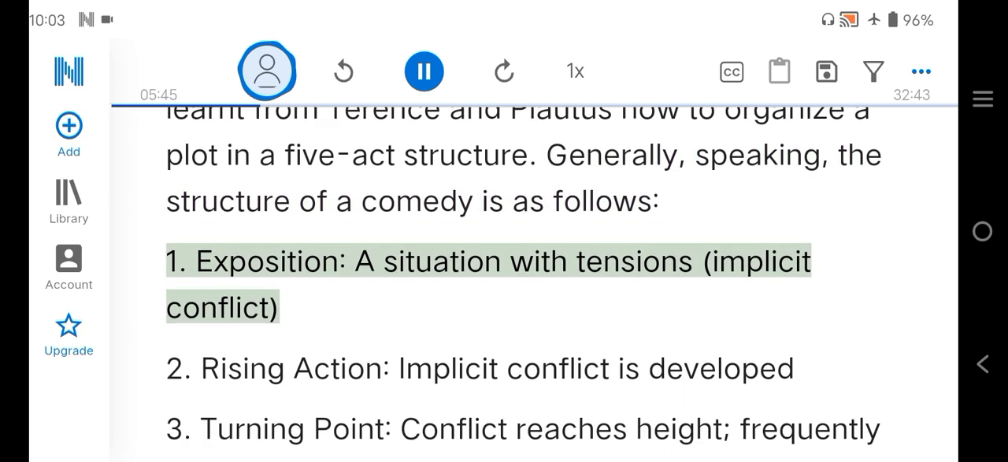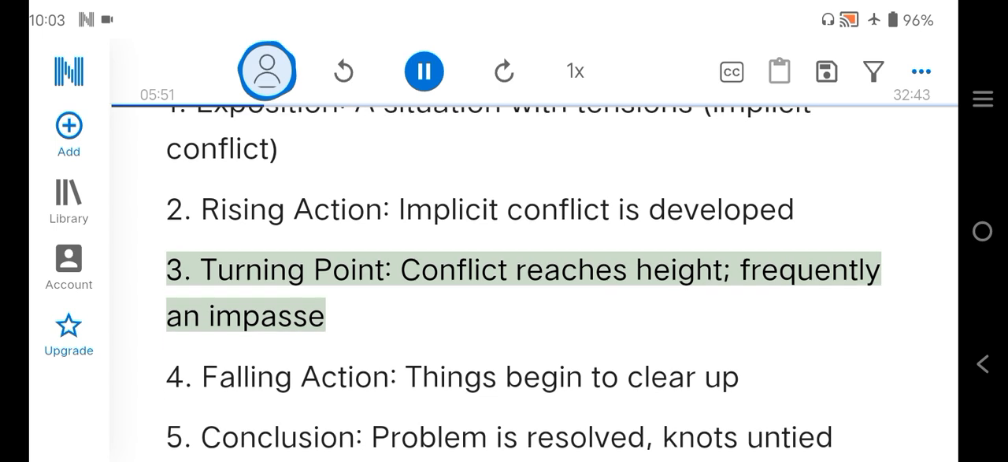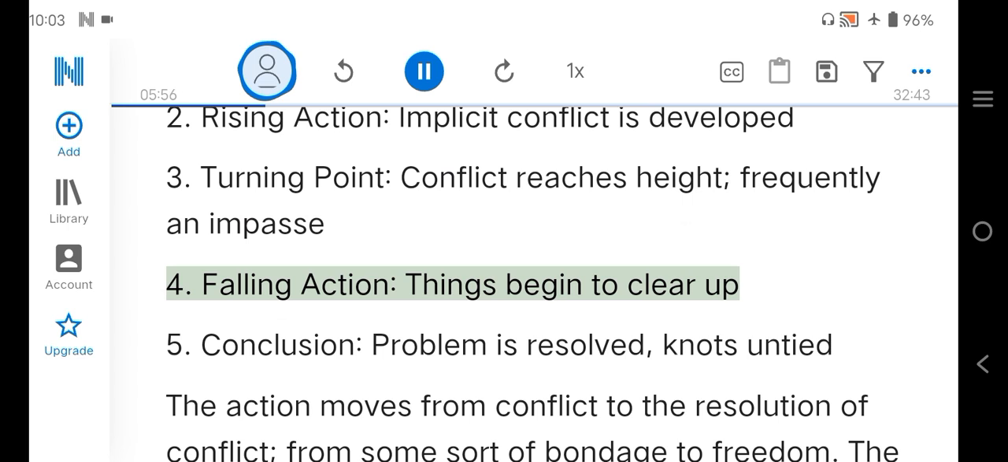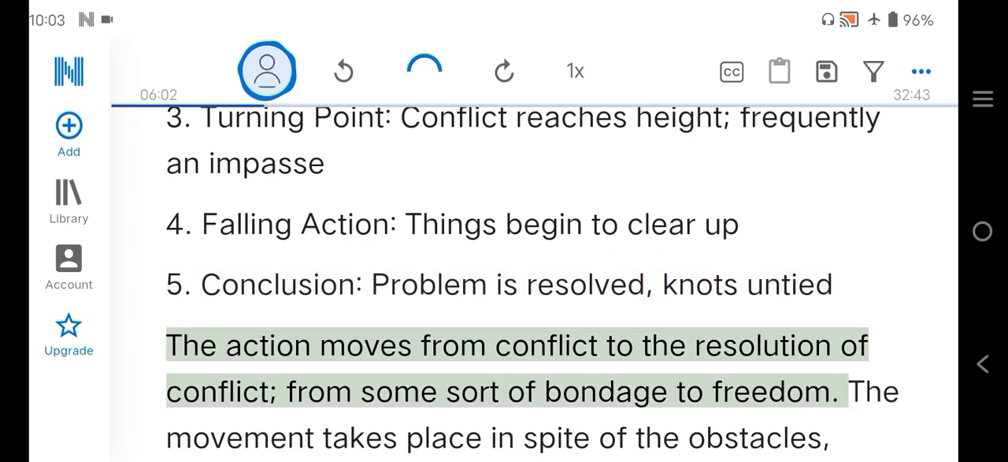1. Exposition, a situation with tensions, implicit conflict. 2. Rising action, implicit conflict is developed. 3. Turning point, conflict reaches height, frequently an impasse. 4. Falling action, things begin to clear up. 5. Conclusion, problem is resolved, knots untied.